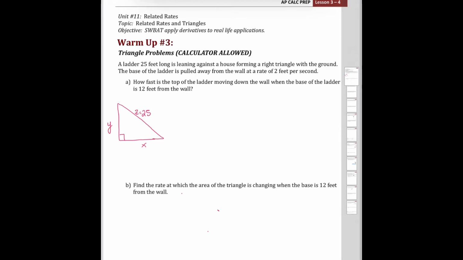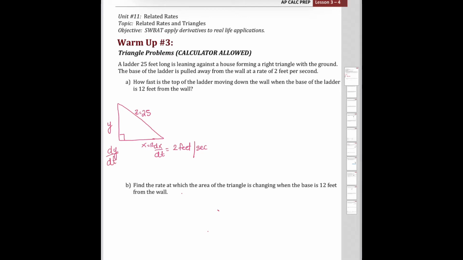The base of the ladder is pulled away from the wall at a rate of 2 feet per second. So can I say my dx over dt is 2 feet? Because what's happening, as the ladder is pulling away, my horizontal distance is going to increase. So it's positive 2 feet per second. Now it's asking how fast is the top of the ladder moving down the wall when the base of the ladder is 12 feet from the wall. So when my x is 12, how fast is the ladder moving down?